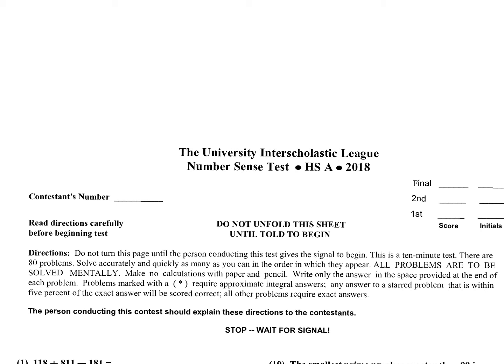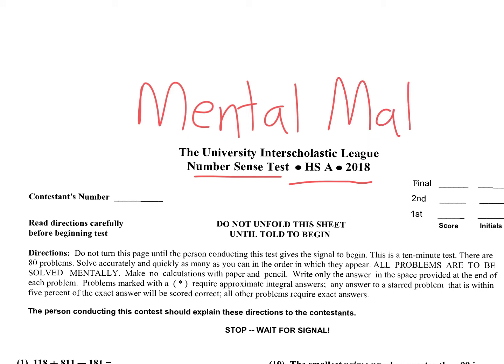In this video, I'm going over UIL number sense test, high school test A from 2018. This is a mental math contest, which means all answers are to be written, only the answers, no scratch paper. All problems are to be solved mentally, and problems with the star are approximations, plus or minus 5%. We will have 10 minutes to work the first 80 problems. Today I'm doing the first 20, and if you hang around to the end, I'm going to give you some bonus problems, and then also questions and answers at the end.